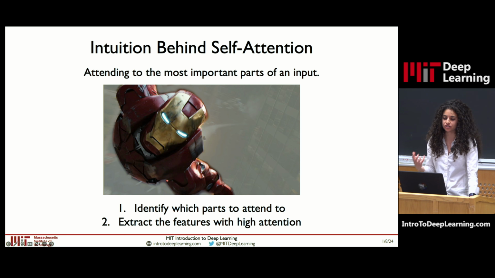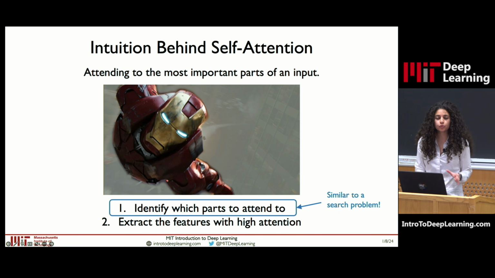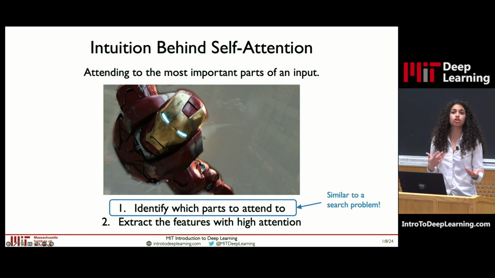Identifying which parts of an input to attend to and pulling out the associated feature that has this high attention score is really similar to how we think about searching across a database, or searching across an input to pull out those important parts.